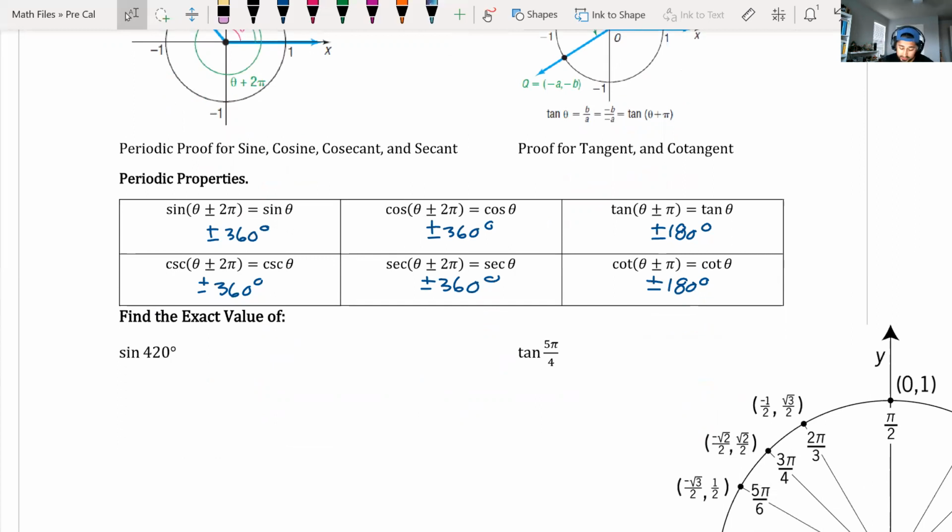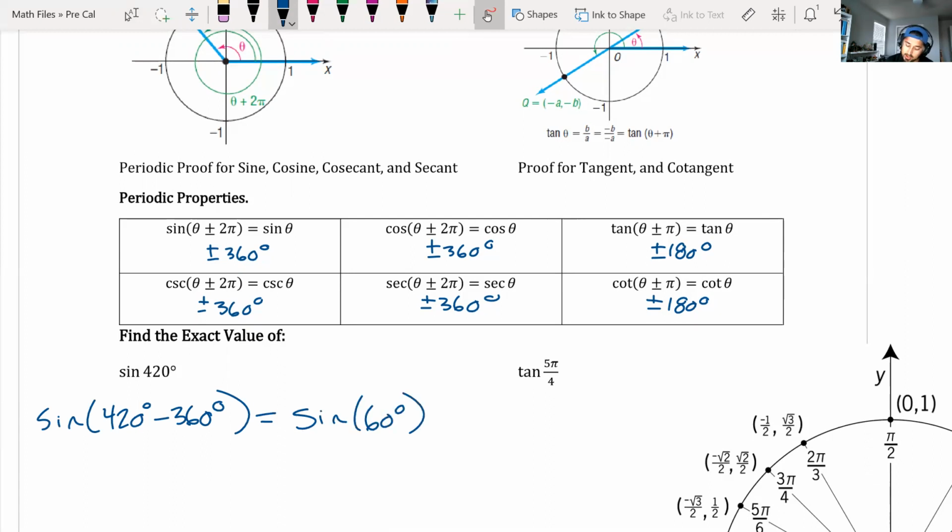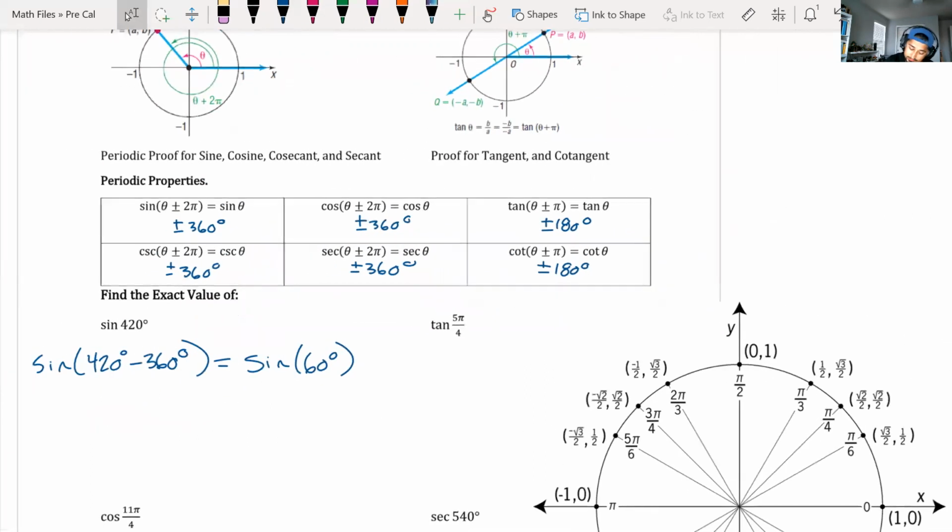So let's go ahead and try out these periodic properties. We want to find the exact value of the sine of 420 degrees. Is that over a revolution? Yep. So we would subtract 360 because we're in degrees. And the sine of 420 degrees would be equivalent to the sine of what? 60. Looking at your unit circle, what is the sine of 60 degrees? Square root of 3 over 2. There you go.